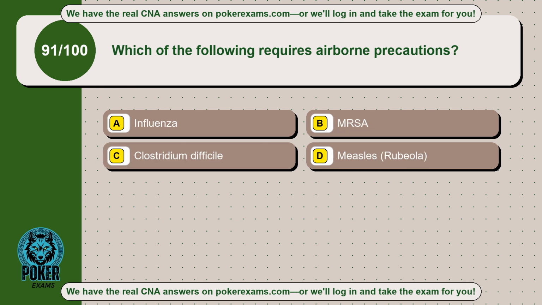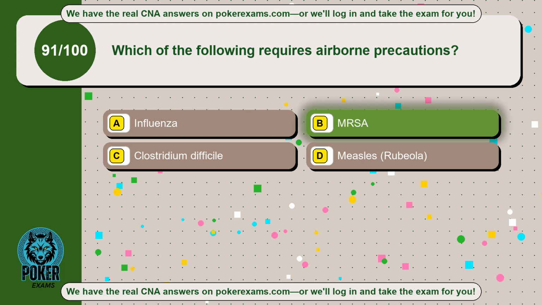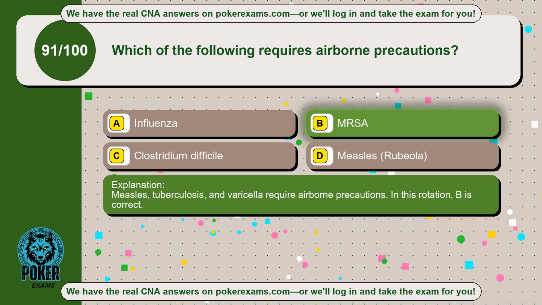Question 91. Which of the following requires airborne precautions? Option A, influenza. Option B, MRSA. Option C, Clostridium difficile. Option D, measles, rubeola. The correct answer is option B, MRSA. Measles, tuberculosis, and varicella require airborne precautions. In this rotation, B is correct.